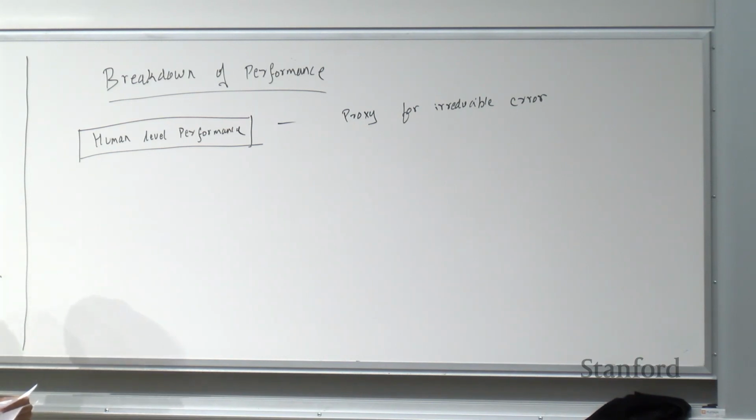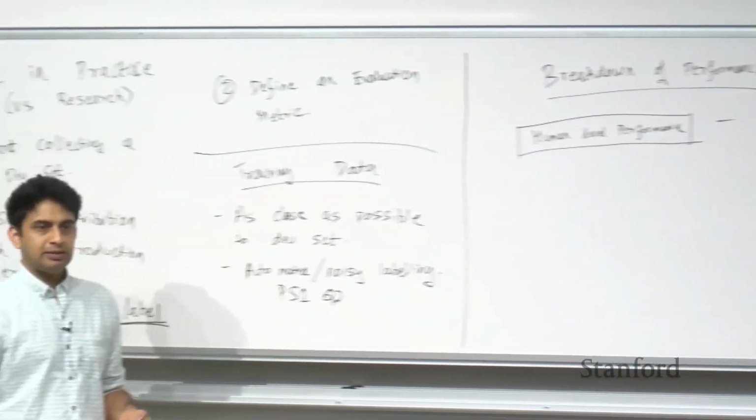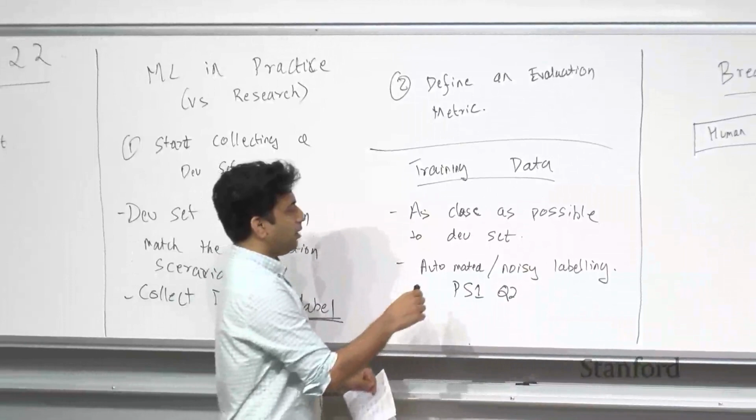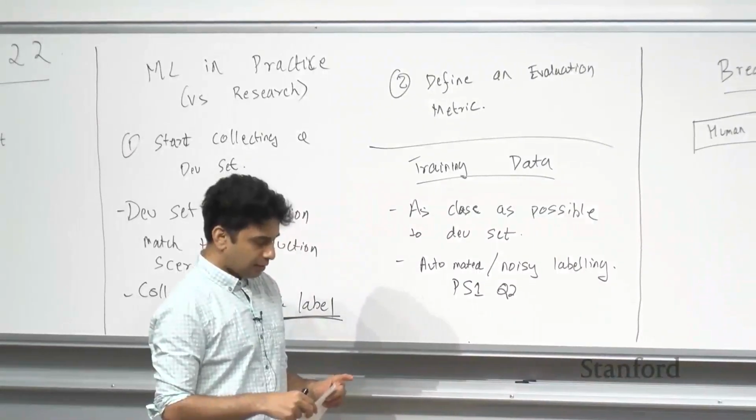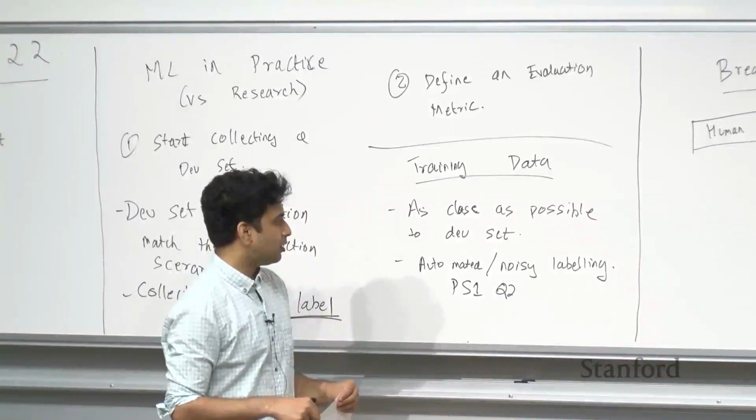Yes, question. So the question is about automated noisy labeling. What exactly is meant by that? Do we mean using some data set that's already labeled, something like ImageNet, and using that as your training data? Yeah, so the question is, what do we mean by automated labeling? What we mean by this is, let's say you're trying to build a classifier.